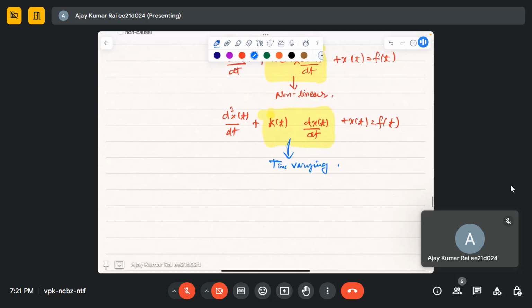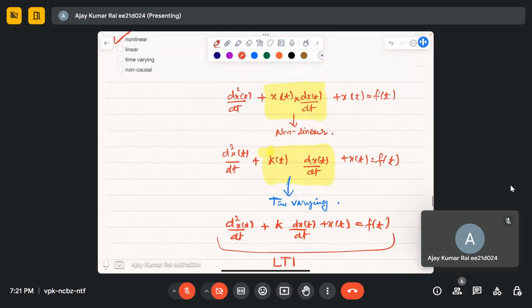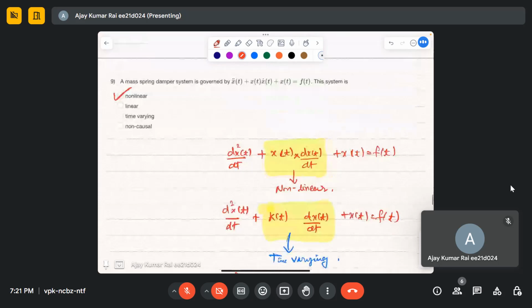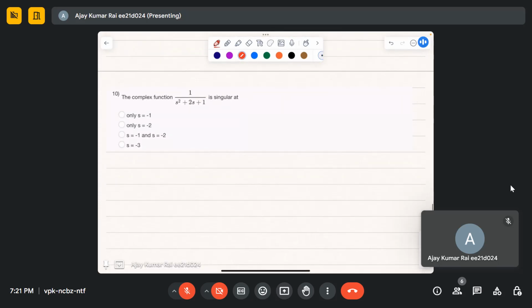And again, one variant is, if I write this plus k, just a constant, dx by dt plus x(t) equal to f(t). Again, this equation is linear time invariant. So you've seen all three combinations in the course also. Very simple. The 10th problem: the complex function is singular at, try to find out the root of this.